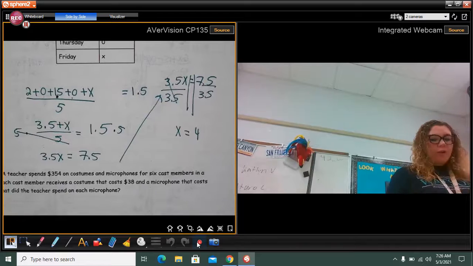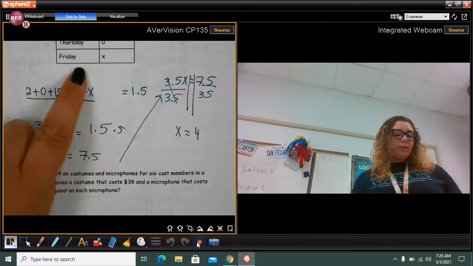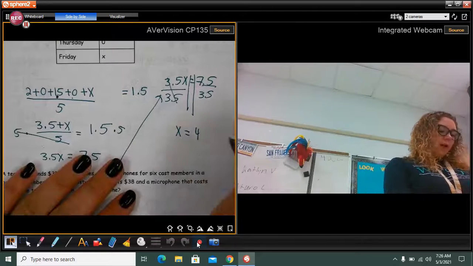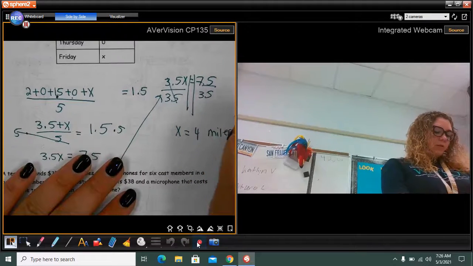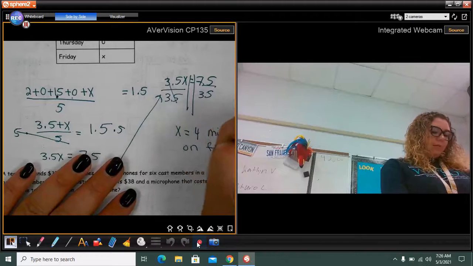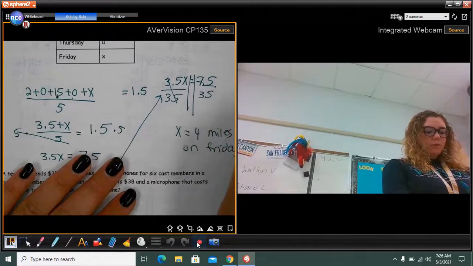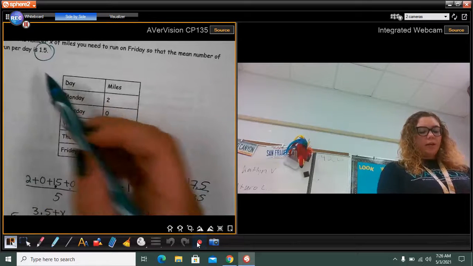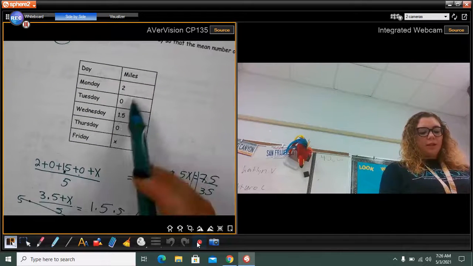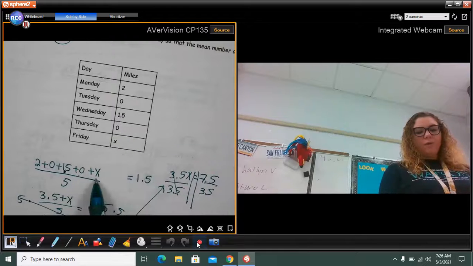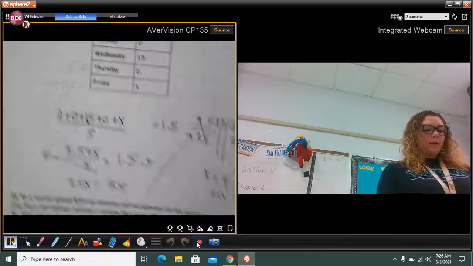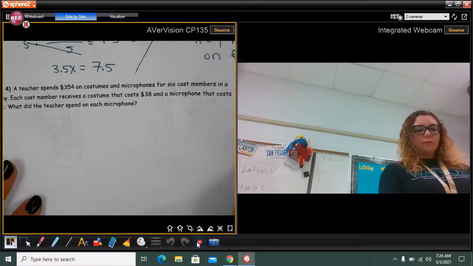So, how many miles would you need to run on Friday to get a mean of 1.5? You would need to run 4 miles on Friday to get that mean. So again, they give us a total mean. We know the mean's the average, so we're going to add all of these up and divide, and we're left with one variable, and then we're going to solve for it. Let's look at the next one.